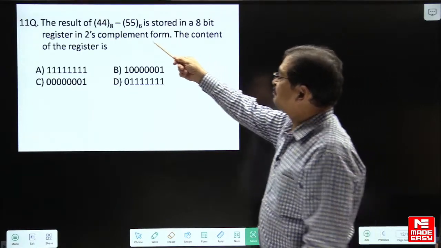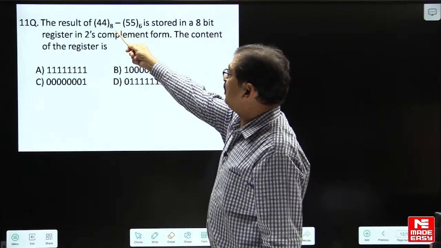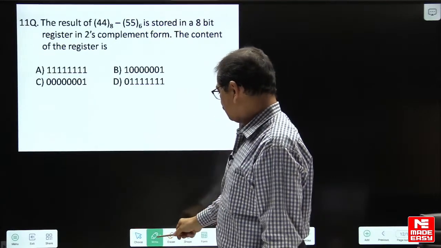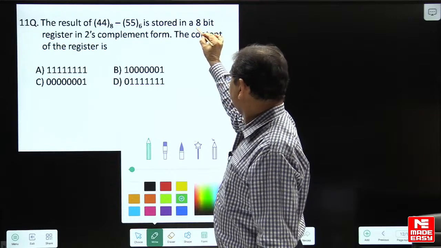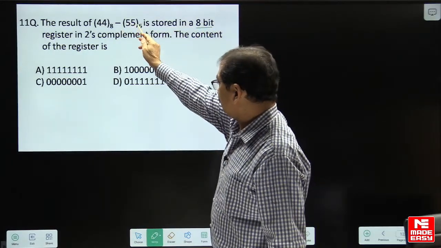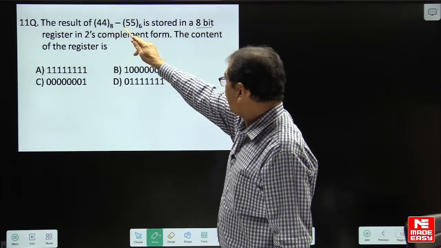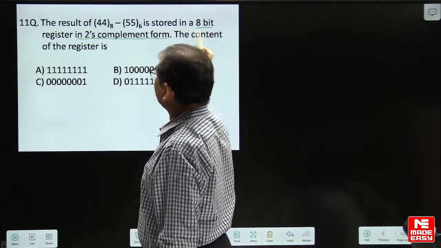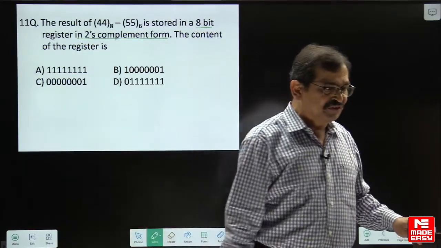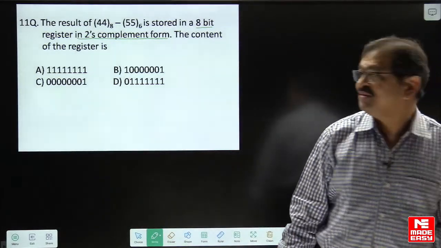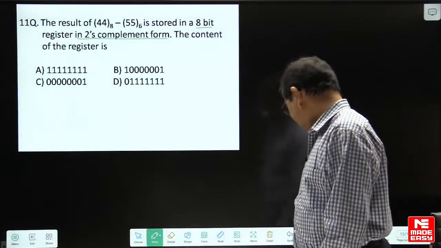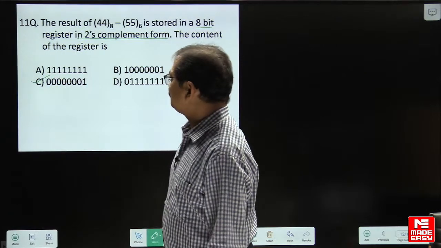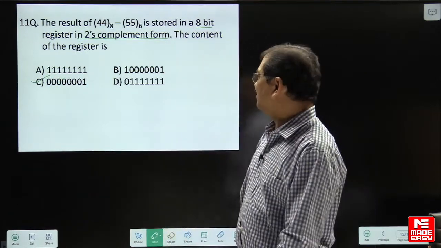The result of 44 radix 8 minus 55 radix 6 is stored in an 8-bit register. A number 55 with the radix of 6 is subtracted from this. The result we get is stored in an 8-bit register. Of course, we are storing in 2's complement form. The content of the register is the question. So if you try well, the answer to this question is this.